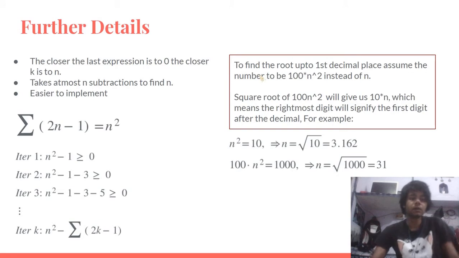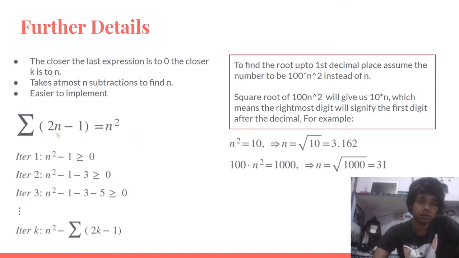So now this formula is going to be implemented as a loop. First, you can see that for a perfect square, this summation should be equal to n square. But what if it's not a perfect square? Then this value should be as close as possible to n square as it can be.